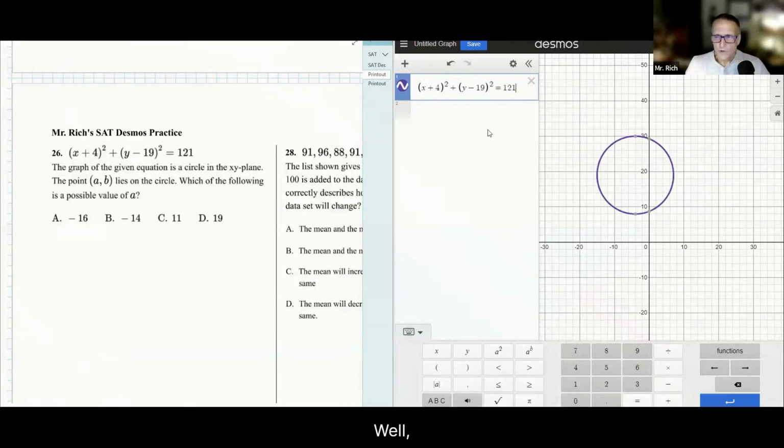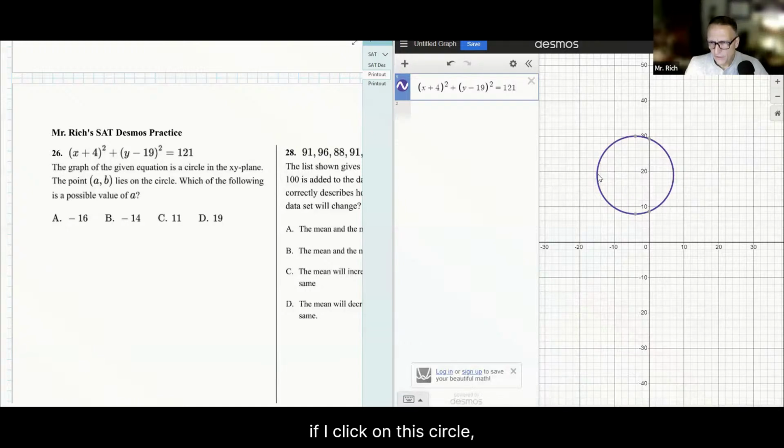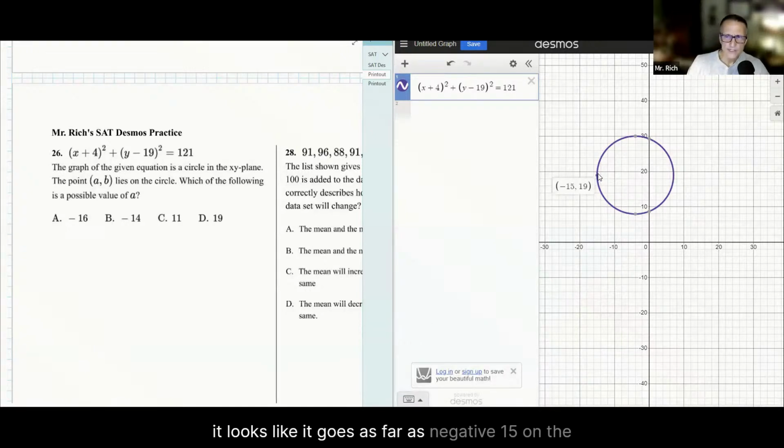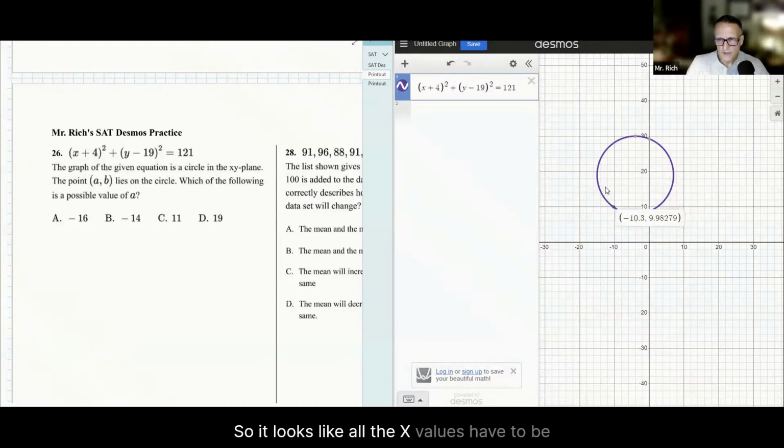There it is. Well, that's interesting. The point (a, b) lies on the circle. That's an x value. Well, if I click on this circle, it looks like it goes as far as -15 on the x-axis and as far as 7. So it looks like all the x values have to be somewhere between -15 and 7.